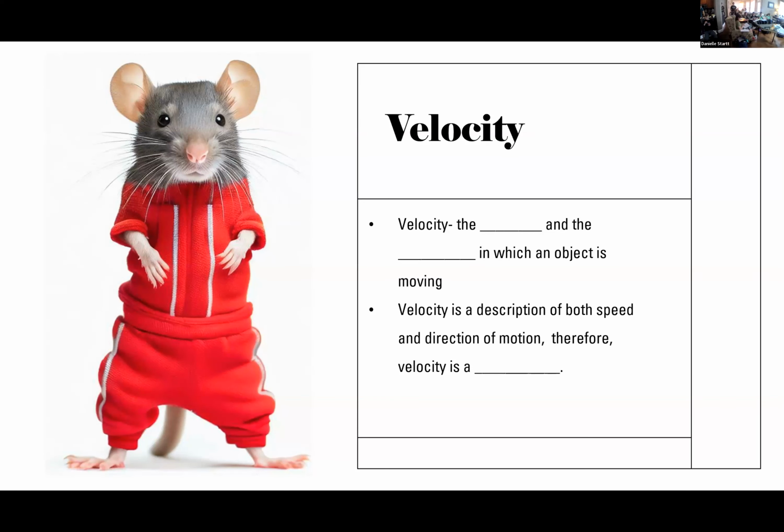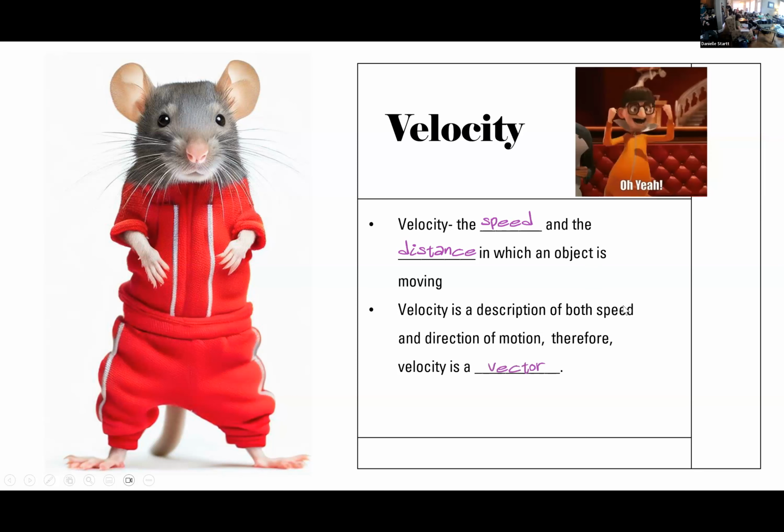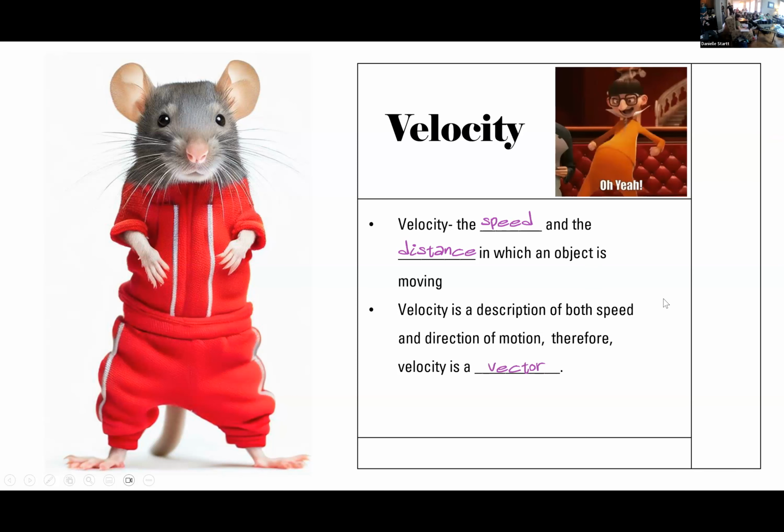So velocity is what, and what in which an object is moving, Colin? Direction and magnitude. It is the direction and magnitude, or speed and distance, right? Which in this case, distance is going to be your length. It can be anything. The binder says velocity, speed, and direction. Yeah, or speed and the direction. So that's here. So yeah, there you go.